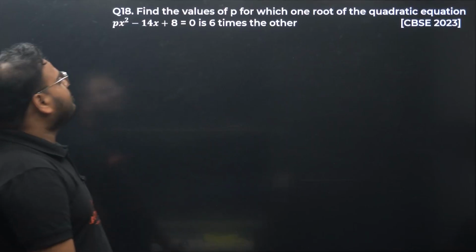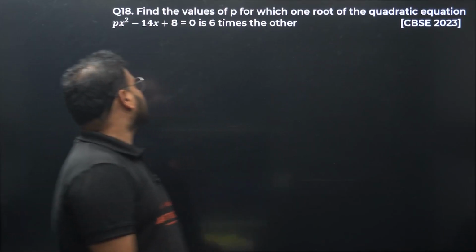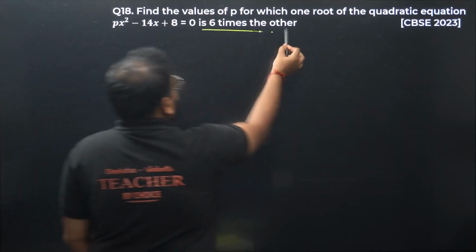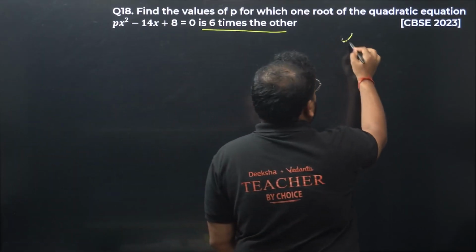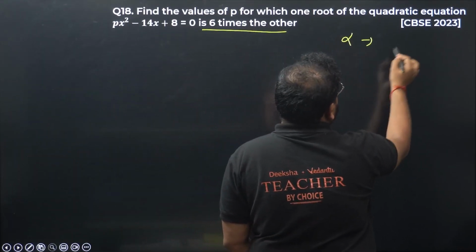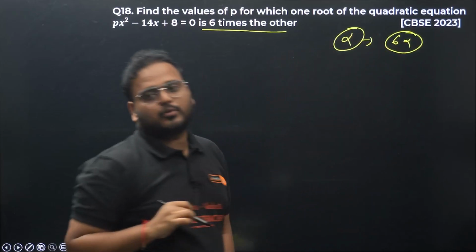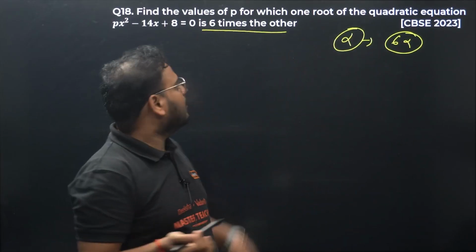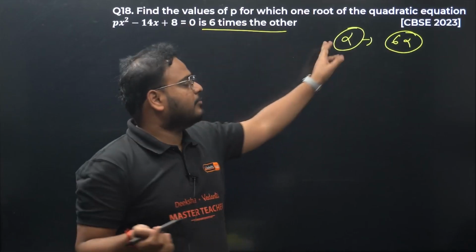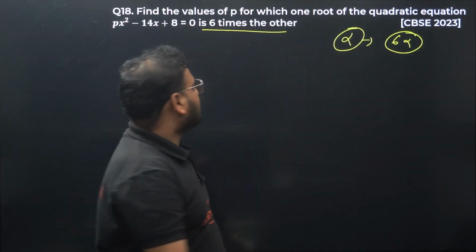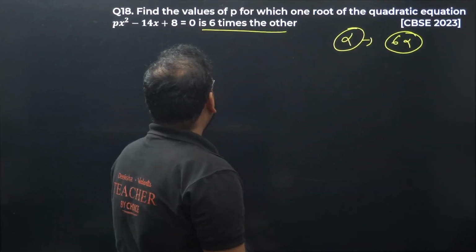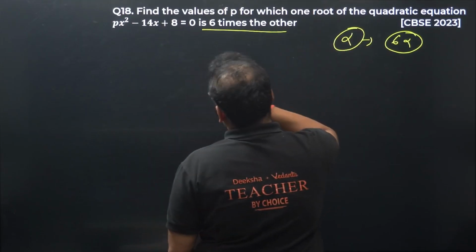Find the values of p for which one root of the quadratic equation is 6 times the other. Let's say one of the roots is alpha, the other they're saying is 6 alpha, right? One root is alpha, the other root is 6 alpha, correct? One root is 6 times the other, means one root is alpha, the other root is 6 alpha. Okay, so again, how do you solve this? They're asking you to find the value of p.